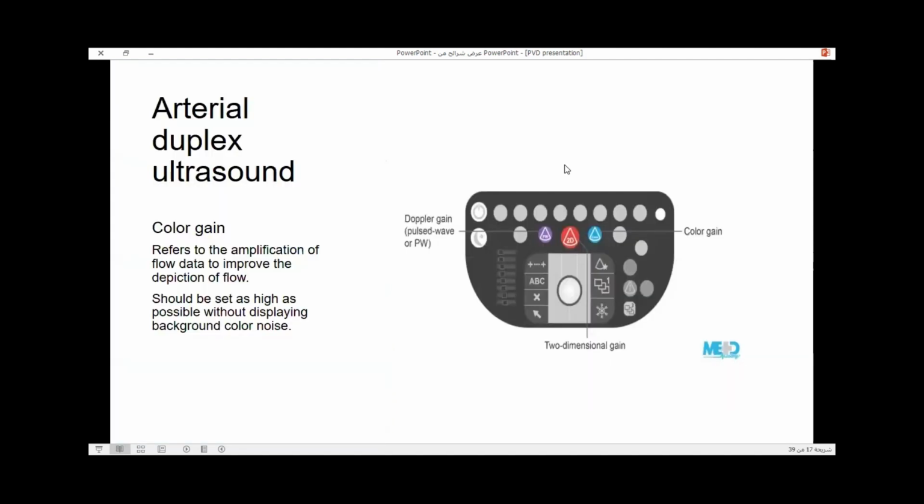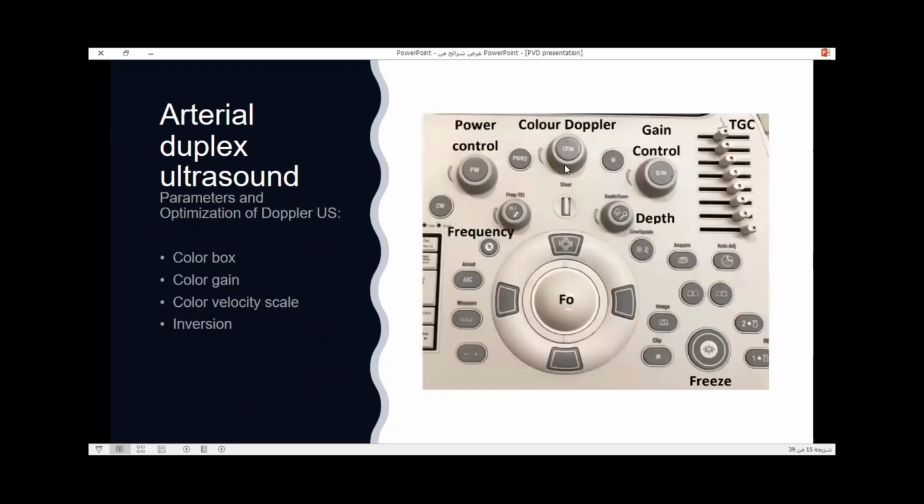Another tool we have to use is to change the color gain without displaying any background noise. And this button is actually different for ultrasound keyboards. We have to adapt it to the machine we are using because it is different from company to company. Sometimes color gain and grayscale gain come on the same button, and in other companies they are separate. So we have to adapt to the ultrasound company we are using.